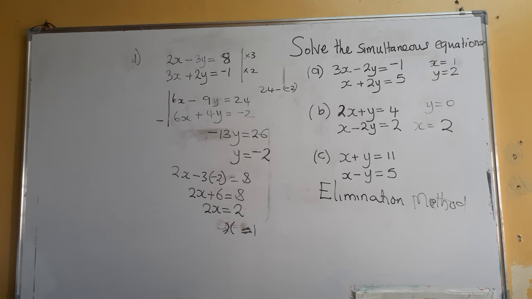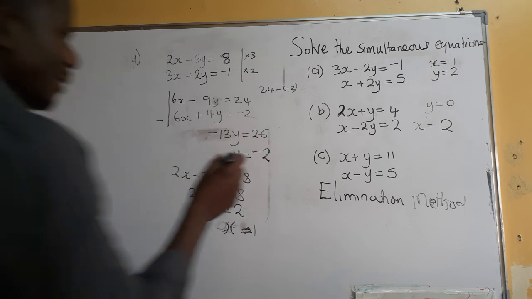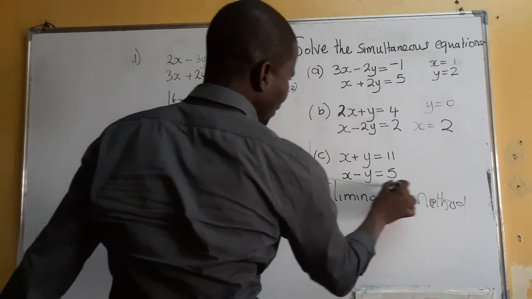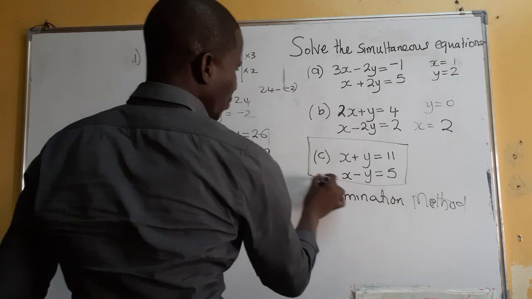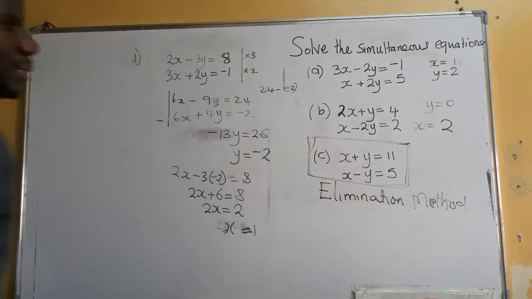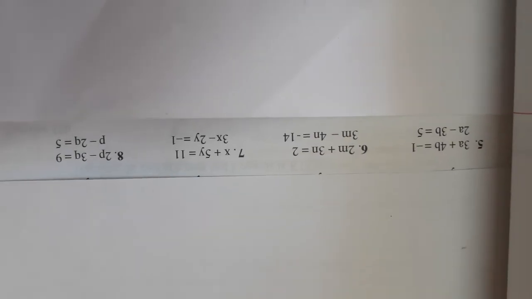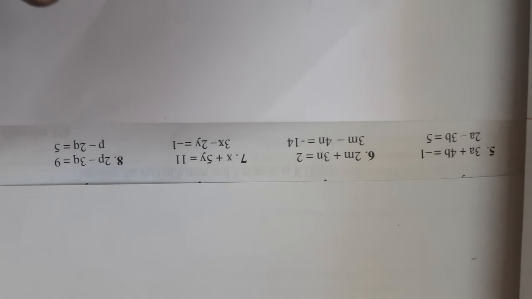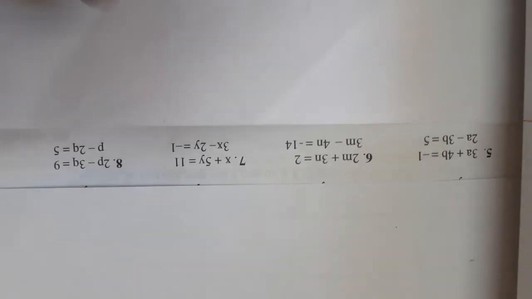So let me give you an exercise now. So for your exercise, this is question 1. Take note of that. Then I'll take you now to question 2. Okay, so you can do 5, 6, and 7, plus the other one that I gave you.